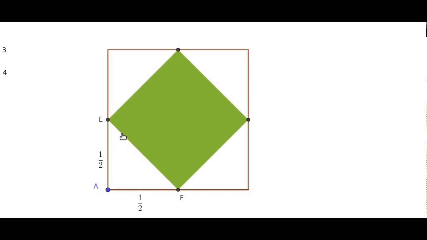These two sides are equal, so these two angles are also equal. Angles are 45, 45, 90. So the sides are in the ratio 1:1:√2. Here sides are 1 by 2, 1 by 2. So 1 by 2, 1 by 2, 1 by 2 √2. So the length of EF is equal to 1 by 2 into √2.